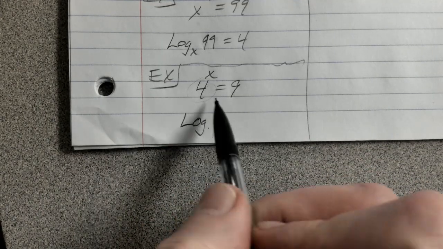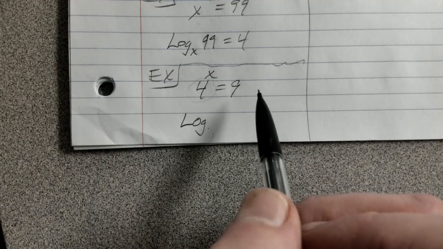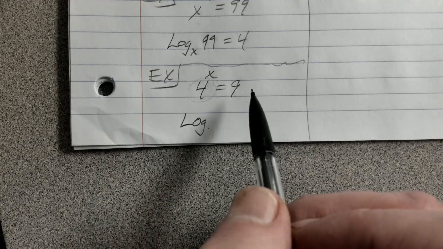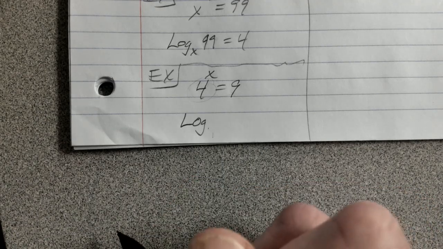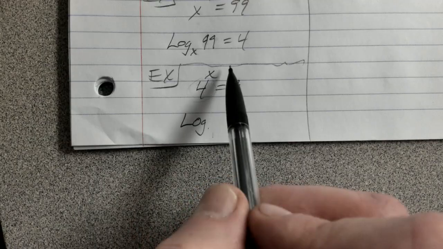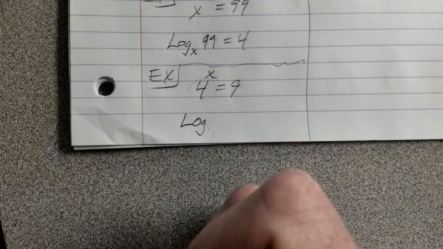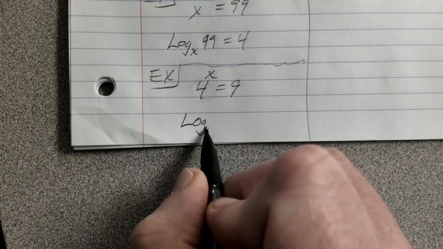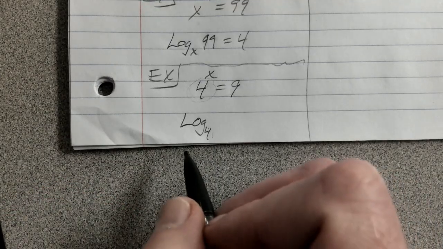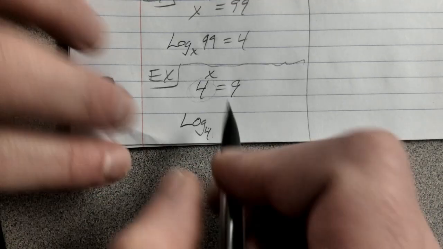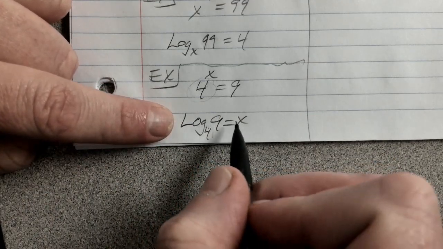The base is going to stay the same. What was my base here? Well, the base, not the exponent or what it equals. What is just the base here? I see 4, x, and 9. Which one of those three things is the base? 4. So log base 4 of what? 9 equals x. Log base 4 of 9 equals x, right?